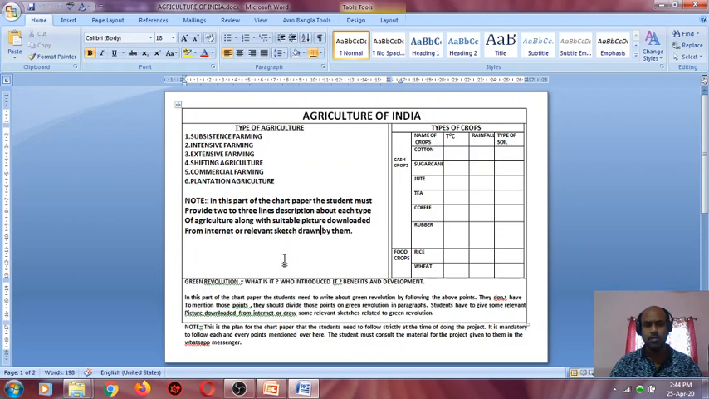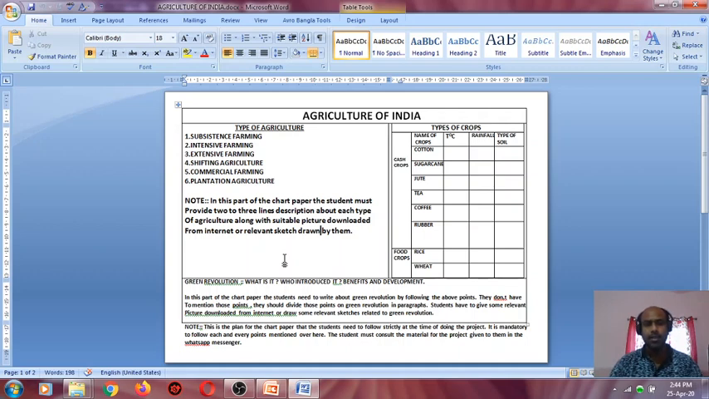Now some important notes. This is the plan for the chart paper that the student needs to follow strictly at the time of doing the project. It is mandatory to follow each and every point mentioned over here. That means whatever I have said, you have to follow each and every point. The student must consult the material for the project given to them in the WhatsApp messenger, and you will be provided one material in the WhatsApp messenger that you have to follow.